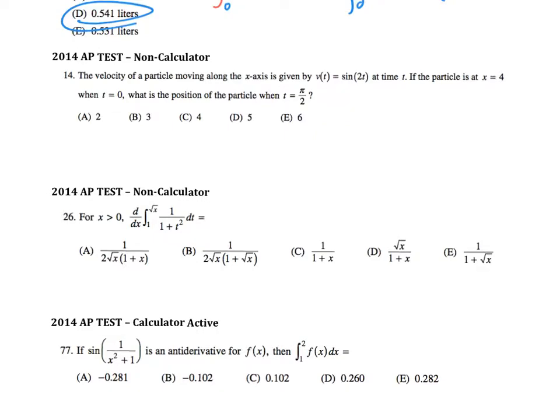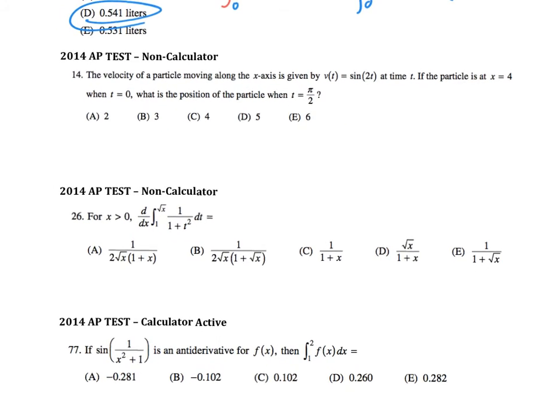All right, here they gave us the velocity again. They want to know my position. So when you integrate velocity, you'll get position. But notice what they said. They said the particle is at 4 when t equals 0. So be mindful, the starting position, I'm not starting, say, at the origin. I'm starting at position 4. So I'm going to go ahead and say 4 plus, and then I'm going to say my bounds are going to be 0 to pi over 2.